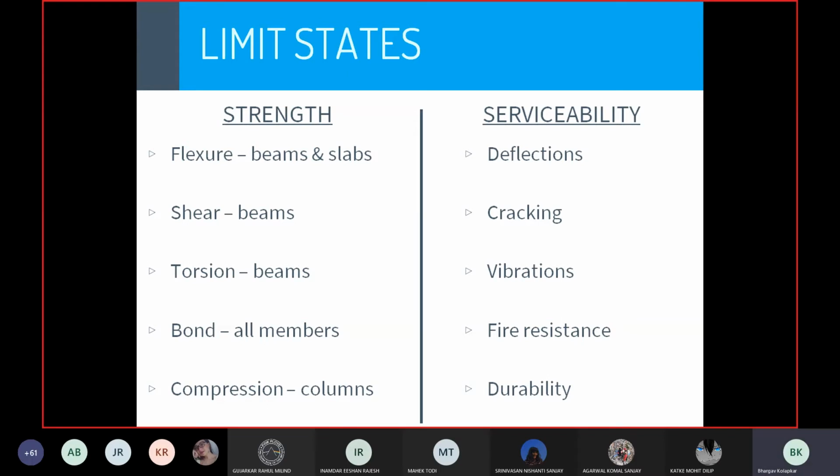Another one is cracking. Cracking is of significant importance in the design of footings because if for some reason the footing cracks, the soil is rich in minerals, sometimes in water, and there's a high possibility of the water getting in touch with our reinforcing steel and thereby corroding it, degrading the structural strength of the footing, and hence cracking is very important when you're considering footings. Vibrations, fire resistance is important in almost all the structures, and finally durability.